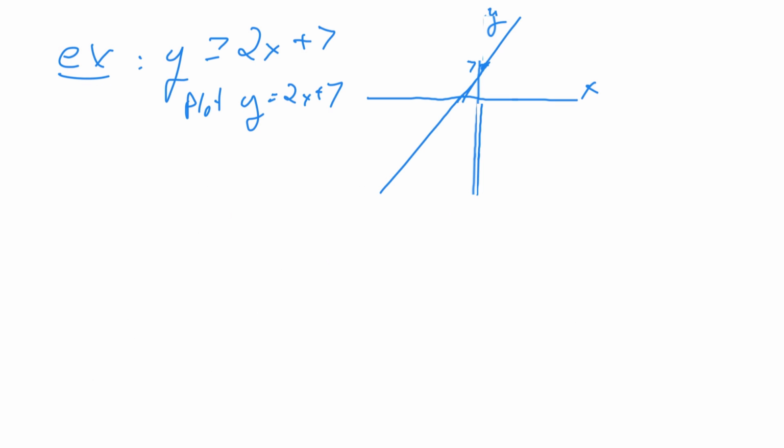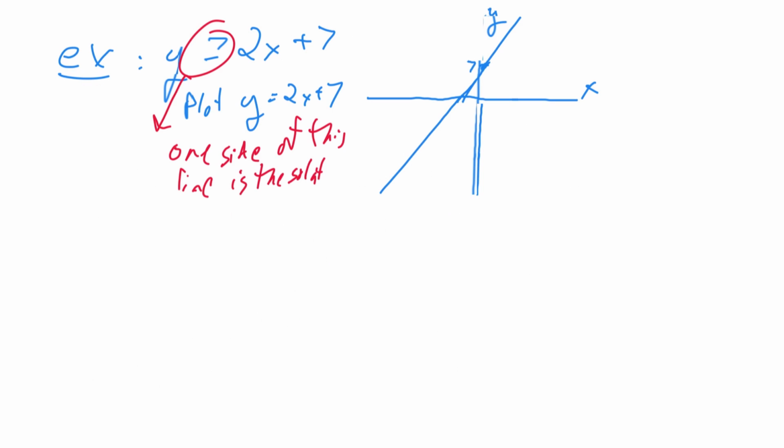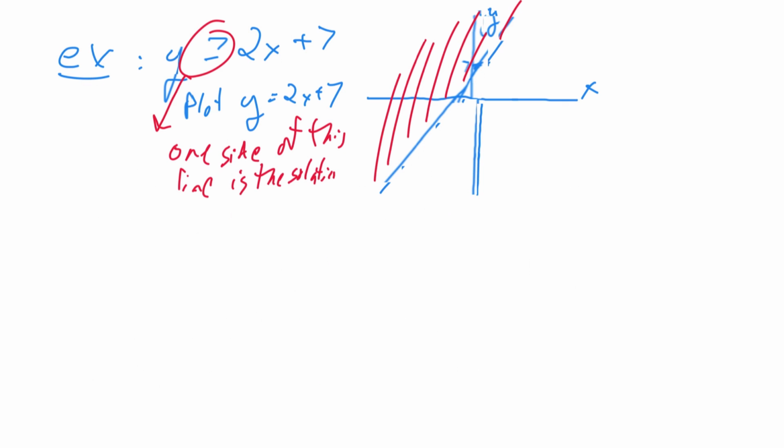And then what does the inequality do? Well, the inequality tells us that one side of this line is the solution. So it's either what's happening above the line or below the line. So we'll quickly check a point, and we notice that it is in fact this side because I have greater than or equal to. So everything up here is a solution to the inequality.